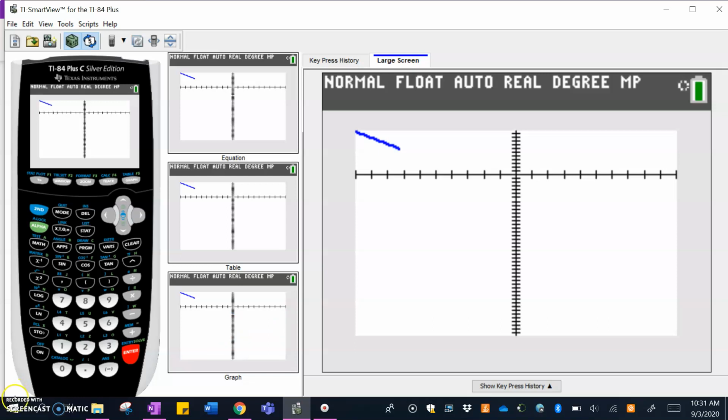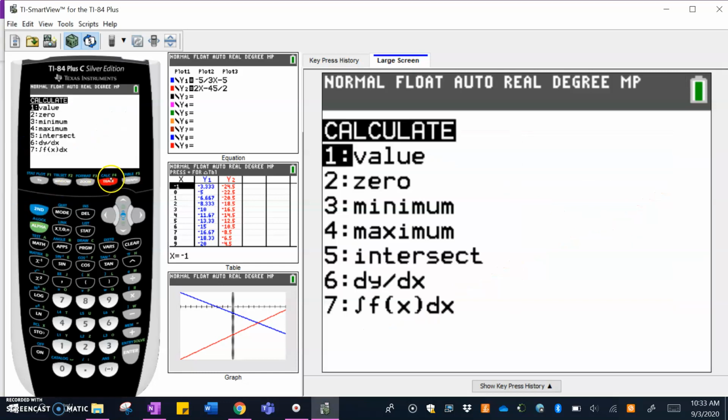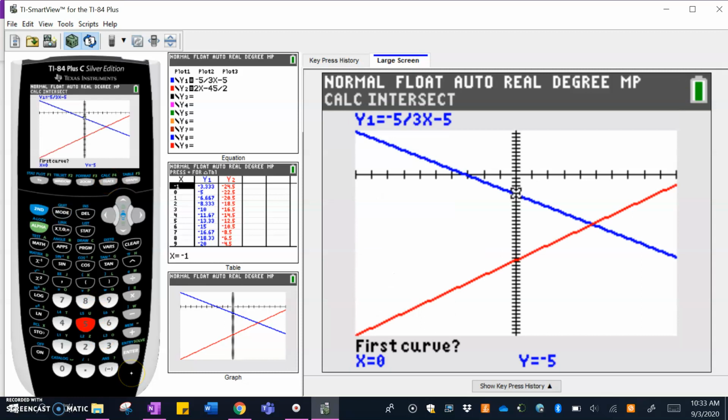And so what that does is your calculator then graphs what it thinks is the best viewing window for your lines. So after your calculator has graphed both of your lines and you see any and all points of intersection, then we can go ahead and calculate the point of intersection. So you're going to hit second, calculate. Calculate is right next to graph. And we specifically want number 5, the intersect for this one.